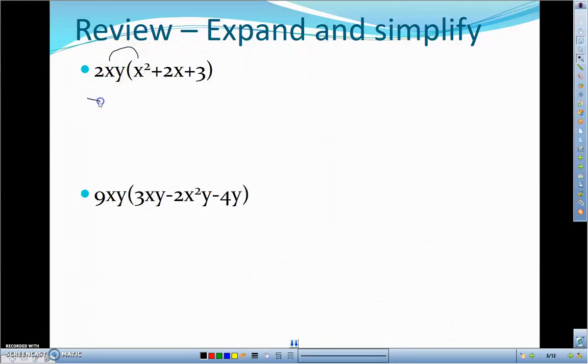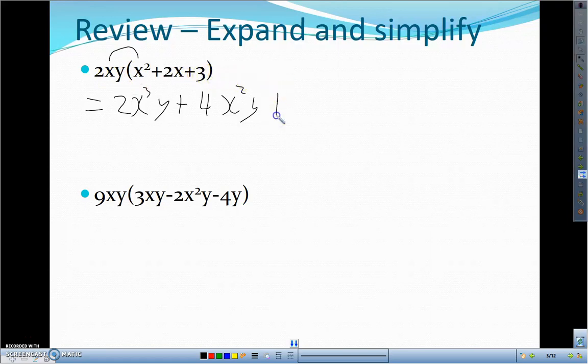Just to take them up now, 2xy times x squared turns into 2x cubed y. This 2xy multiplies the 2x, that turns into plus 2 times 2 is 4. X times x is x squared. And we got a y that comes along with it. 2xy times plus 3 turns into plus 6xy. There's no need to simplify at this point because none of these terms are like terms.